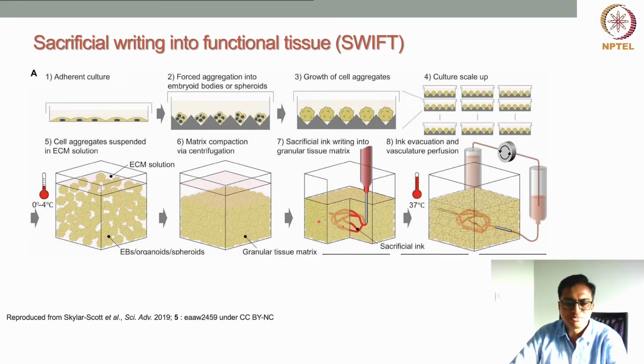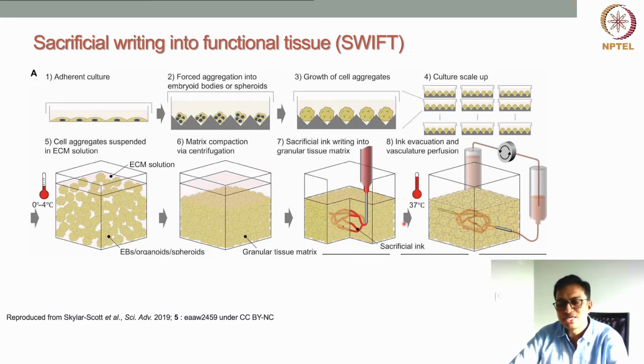So you can create any kind of structures, because here your mixture of embryonic bodies in Matrigel is acting as a support bath material, and your gelatin is used as a bioink for making any kind of vascular network structures. So this is the one. After this process is done, they increase the temperature to 37 degrees centigrade.